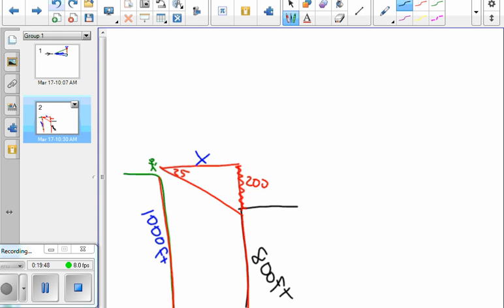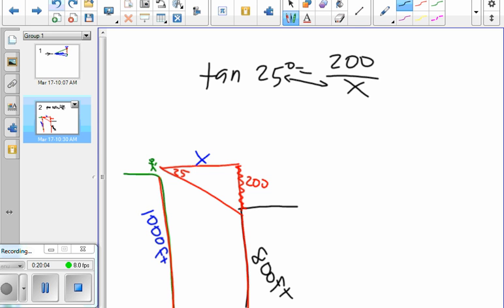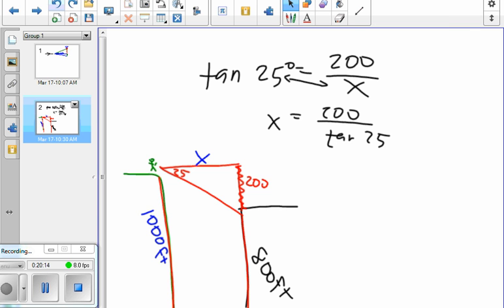Okay, you should have done opposite and adjacent. TOA, tangent of 25 is 200 over x. So to get x alone, I'm going to swap places of these two. In other words, multiply by x on both sides and then divide by tangent of 25. X will equal 200 over tangent of 25. And it'll take me just a second to figure out what that is.